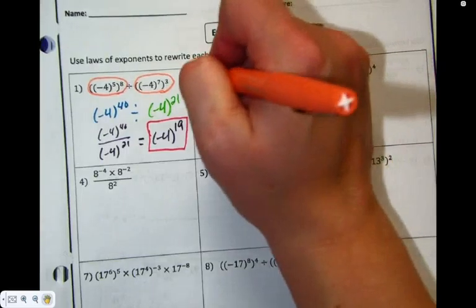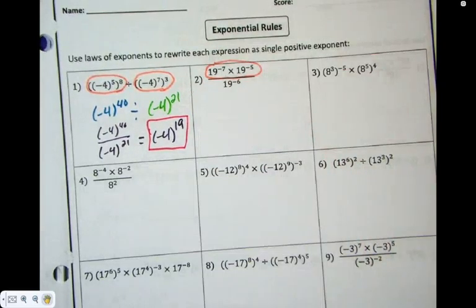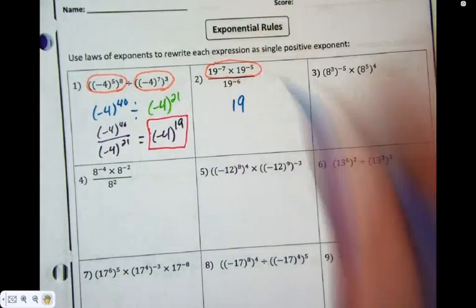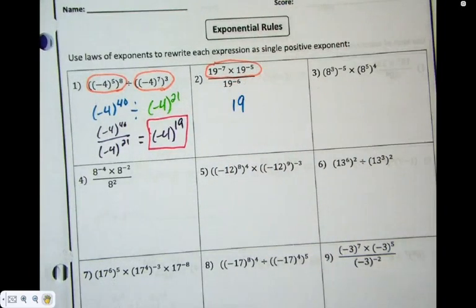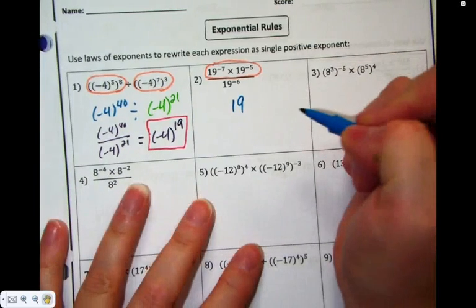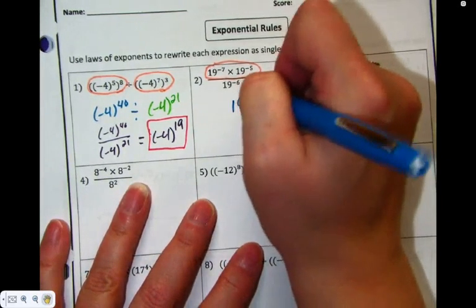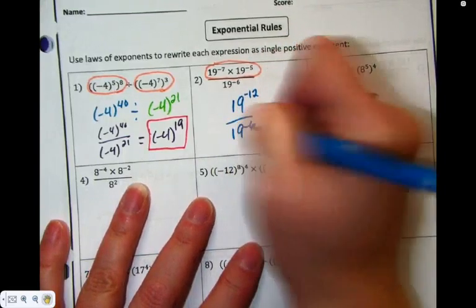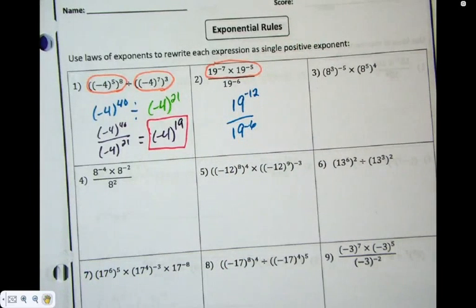Second one, I'm just going to look at the top first. If I have two bases of 19, is that product or is it power? It is product. It says we're keeping the 19. We're adding the two exponents together, which is negative 7 plus negative 5. Negative 12. And then I'm just keeping that 19 to the negative 6 on the bottom.